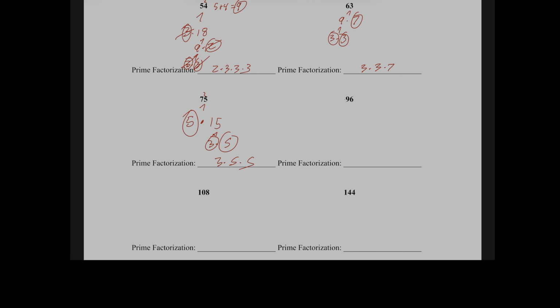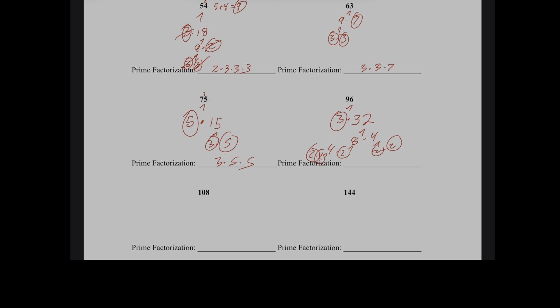96. Well, I can see that a 3 will go into 9 and a 6, so let's start there. 3 will go into 9 3 times. 3 will go into 6 2 times. 3 is a prime number. This becomes 8 times 4. 4 becomes 2 times 2. 8 becomes 4 times 2. And 4 becomes 2 times 2.